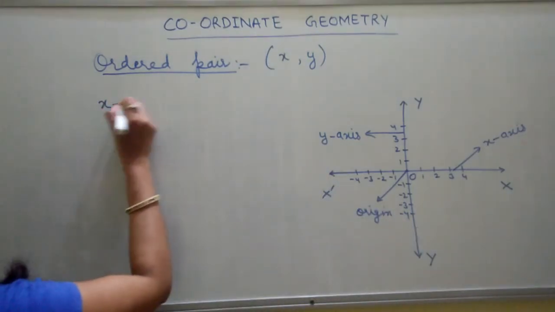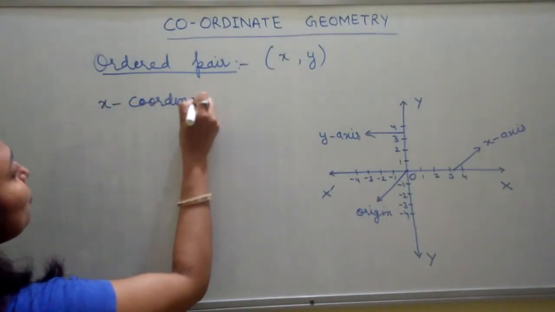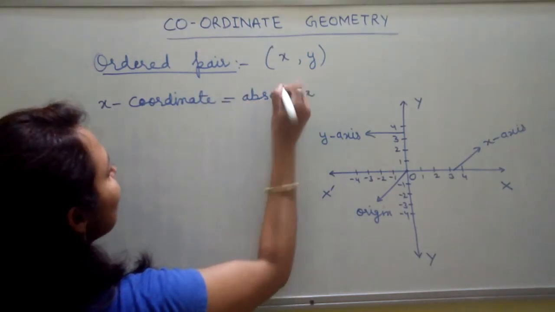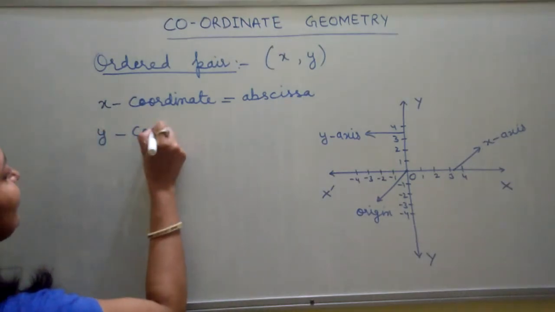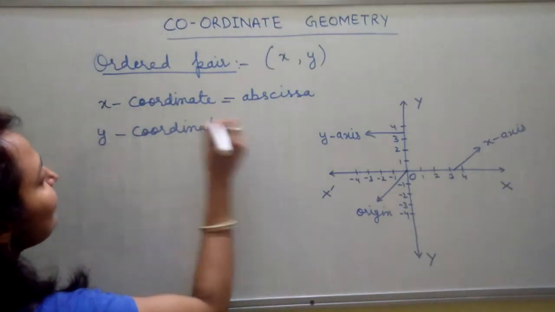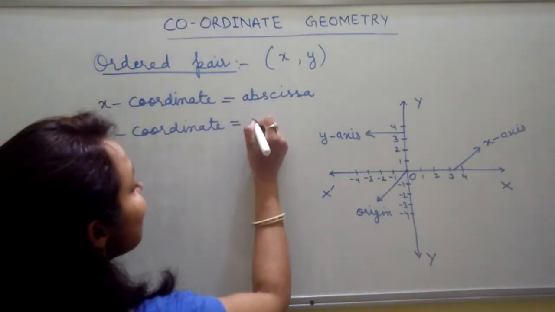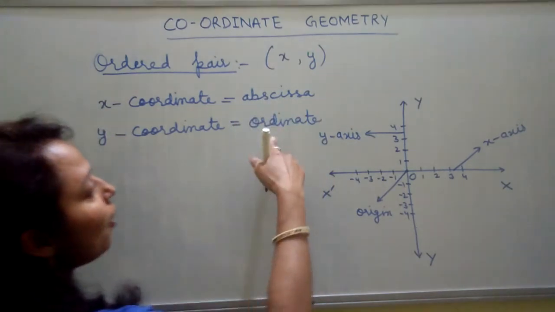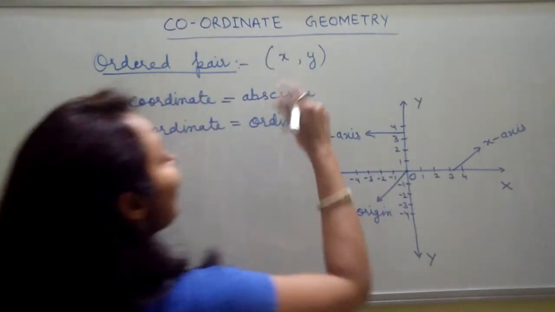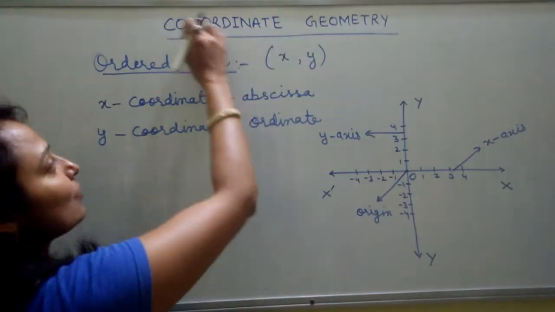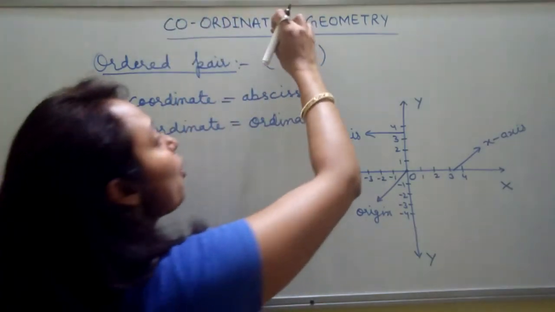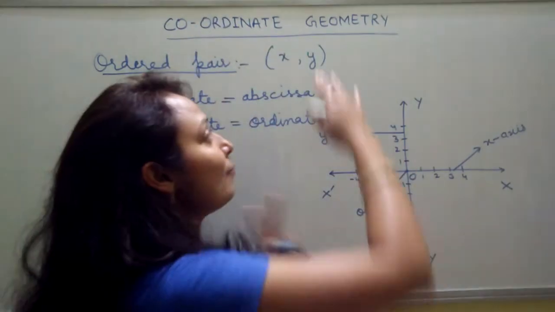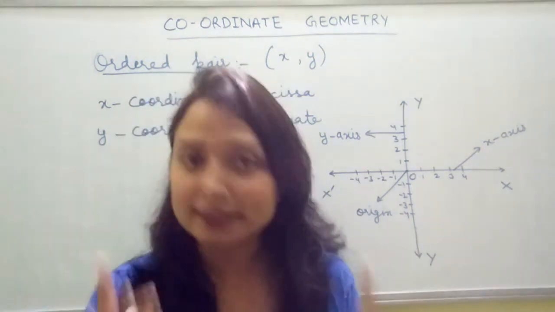The x coordinate is known as the abscissa, and the y coordinate is known as the ordinate. This is the abscissa, this is the ordinate. When these come together, that is known as coordinates. Co means two. Coordinate geometry means you have to plot these points on the Cartesian plane.